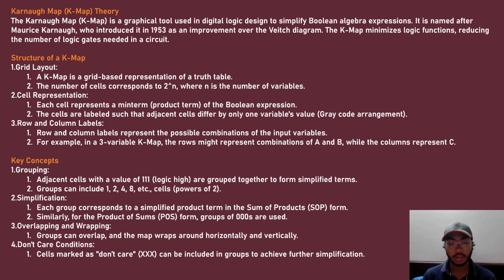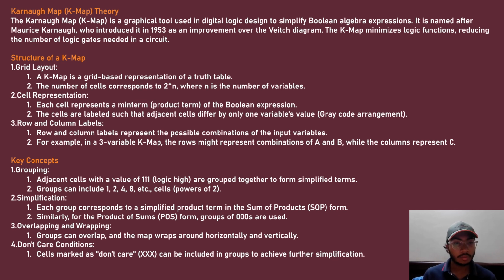Gray code arrangement. Row and column labels. Row and column labels represent the possible combinations of the input variables. For example, in a three-variable K-map, the rows may represent combinations of A and B, while the columns represent C. Key concepts. Grouping. Adjacent cells with a value 1, logic high, are grouped together to form simplified terms. Groups can include 1, 2, 4, 8, etc. cells, each a power of 2.